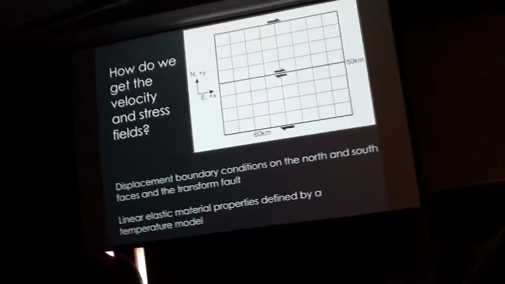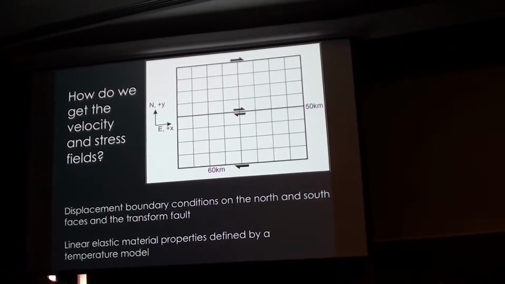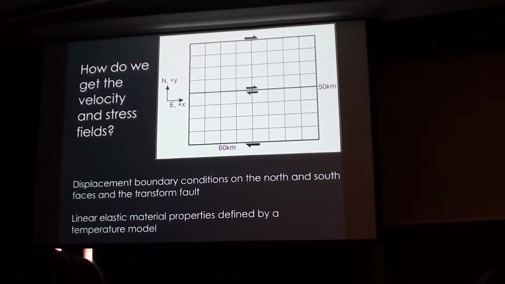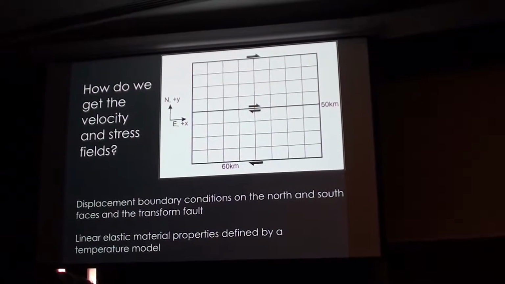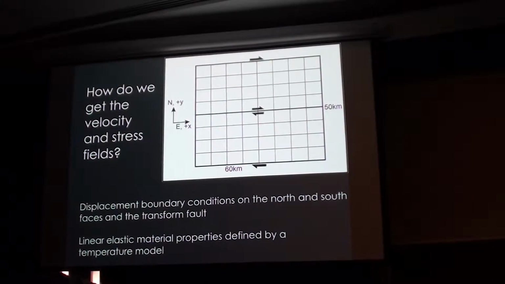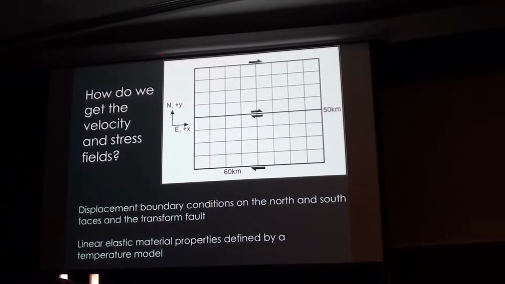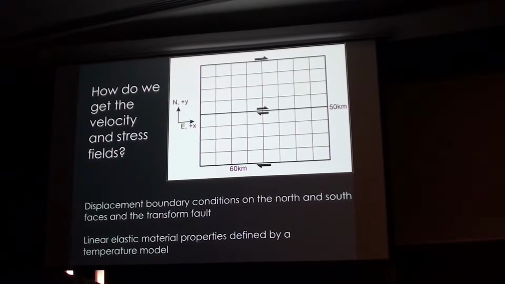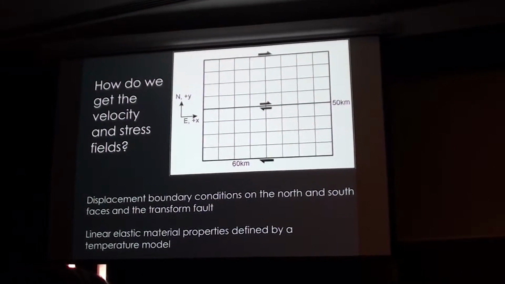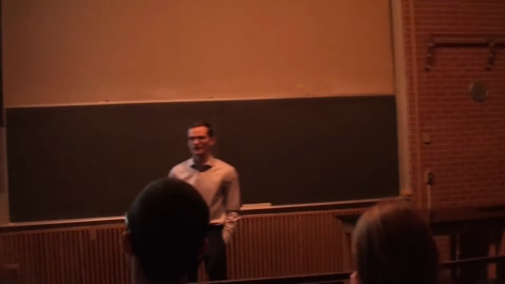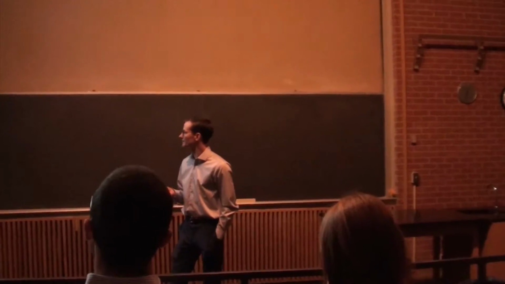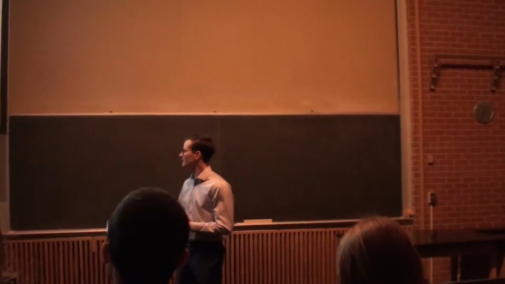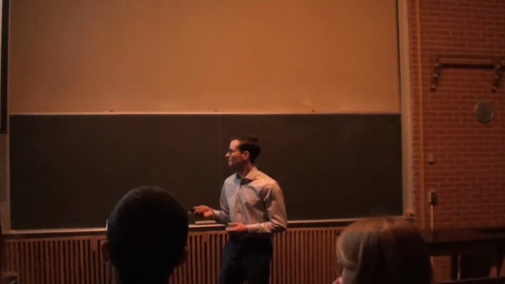This is what's known as a finite element mesh, and I don't have too much time to explain much about it, but this would be where one ridge is, this would be another ridge, and this would be the transform. We applied displacement boundary conditions to the north and south of this model that are relative to the half spreading rate, and a displacement boundary condition on the transform faults that is relative to the slip rate. Then we also defined some linear elastic material properties based on a temperature model.